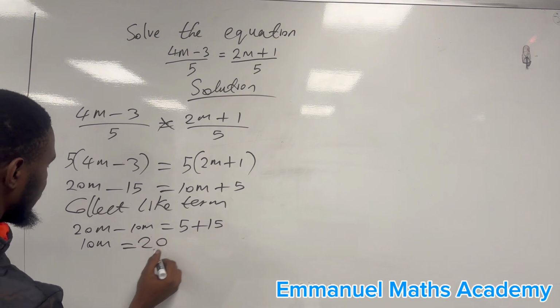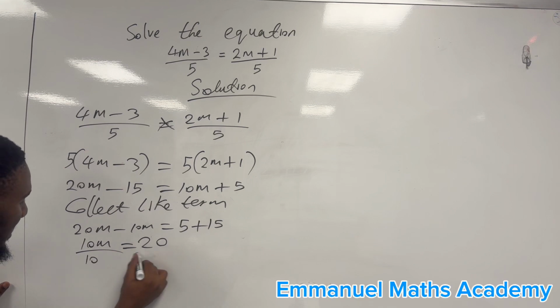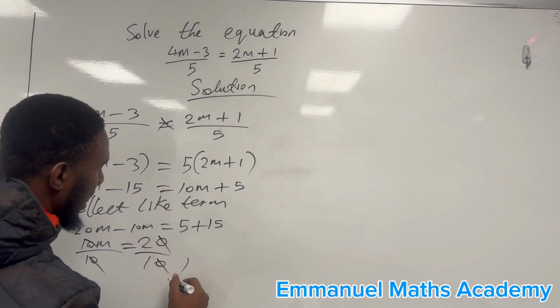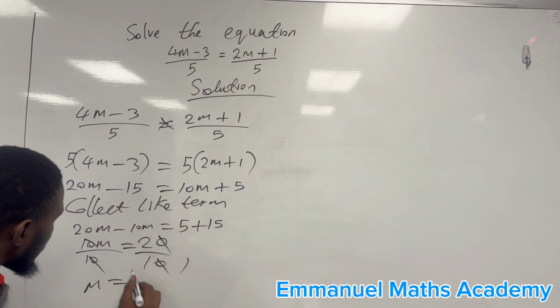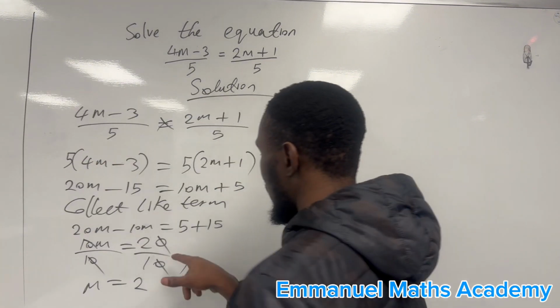equal to 20. Then you divide both sides by the coefficient of m. Divided by 10, divided by 10. This will cancel this. 0 will cancel 0. Hence, our m is equal to 2. Because 2 divided by 1 will give you 2.